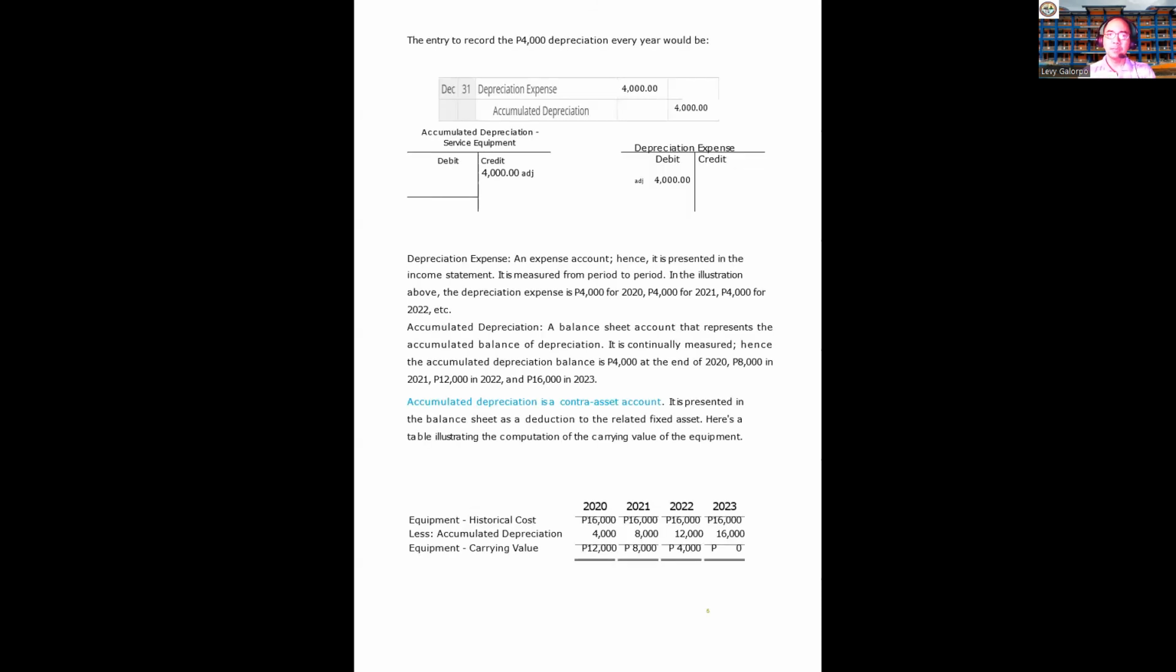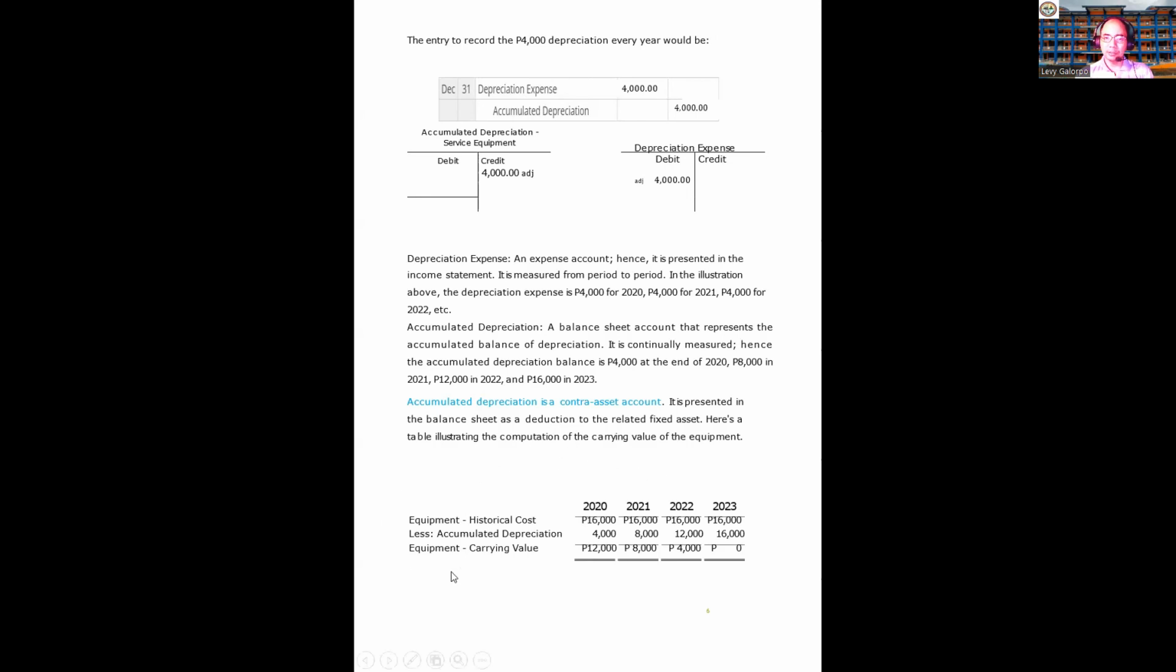Entry, December 31, depreciation expense, 4,000 sa debit. And then credit, accumulated depreciation, 4,000. Kapag impose natin yan sa T-account, yung accumulated depreciation, service equipment, naka-credit si 4,000. And then, si depreciation expense naman ay naka-debit. Si depreciation expense ay makikita natin sa income statement and then si accumulated depreciation ay makikita natin sa balance sheet. Isa itong contra asset account. Kapag sinabing contra asset account siya, nakalagay si particular equipment or si service equipment in this case, tapos merong less accumulated depreciation. And then, yun na yung true value niya.